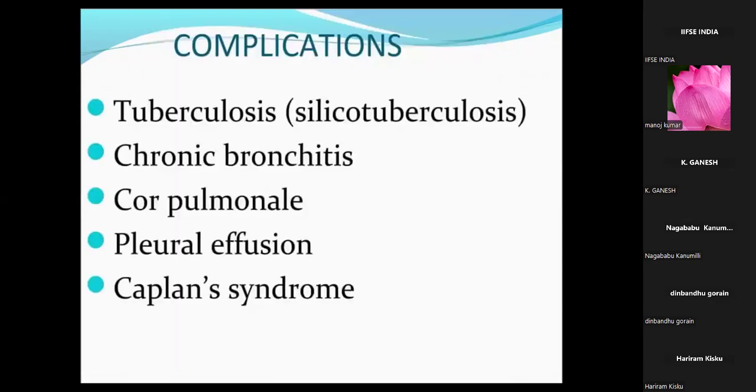Then the common complications, that is, in due course of time, over a long time, how silicosis impacts and causes secondary diseases. It can be tuberculosis because of the silicosis. The secondary diseases can be tuberculosis, chronic bronchitis, cor pulmonale, then pleural effusion, and Caplan syndrome. These are some of the medical terms used to describe the secondary diseases that may be caused.